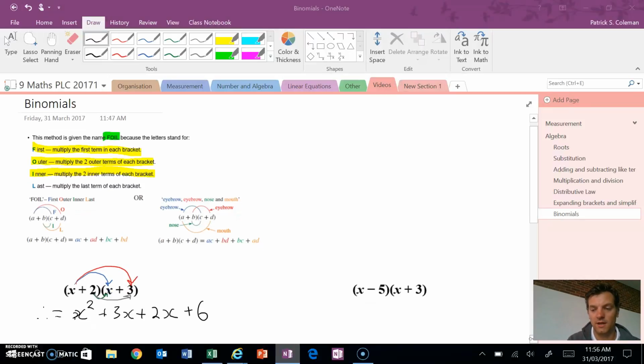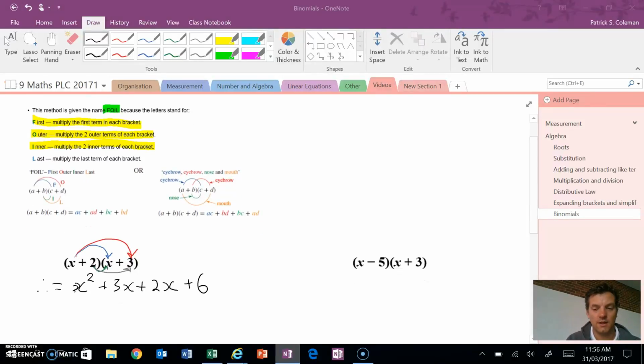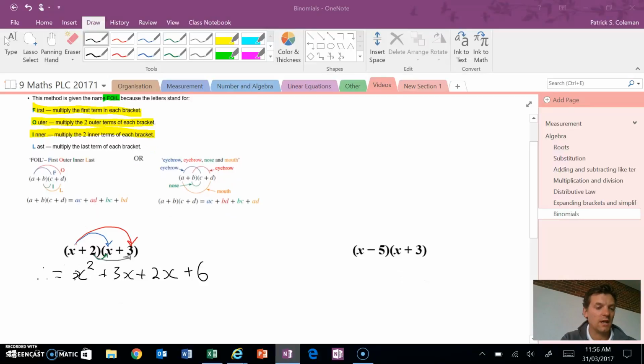Okay, so we've done all the hard work now. We've expanded that out. And it's a really good idea to draw those arrows in, particularly the first few times you do this, so you can make sure you follow all the steps. But we can now obviously go through and simplify as well. So x squared, we've got 3x and 2x as like terms. So we can add those together to become 5x plus 6. Okay, that's the first way you can do it. That's this method here using FOIL.